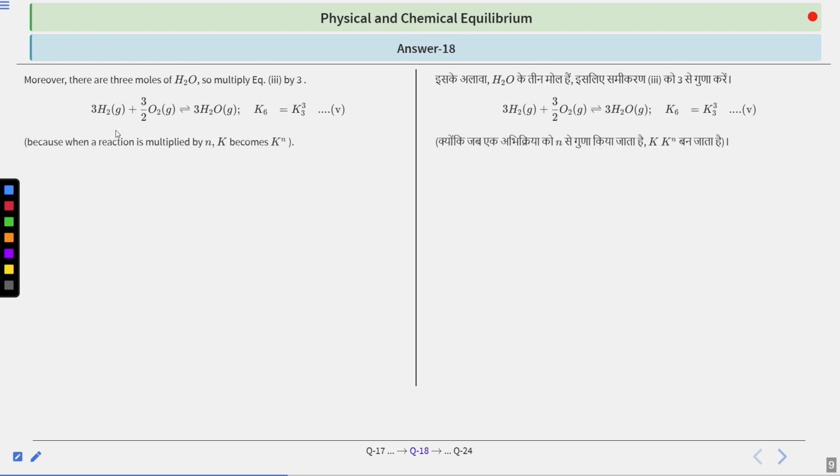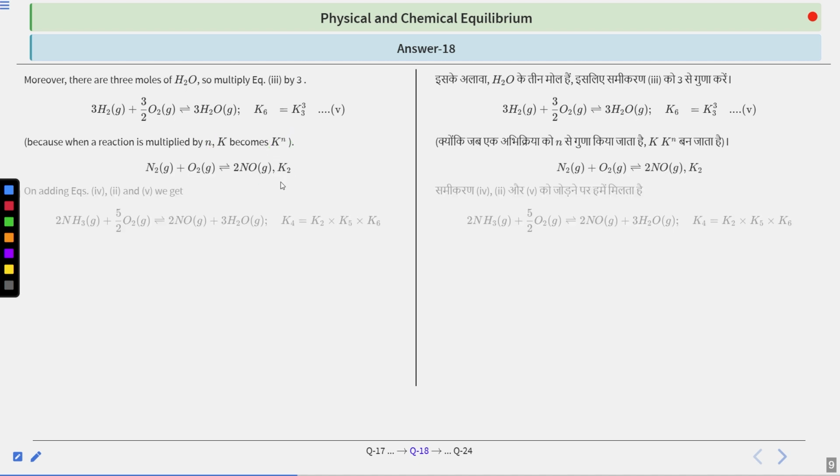Clear? The same thing is written. When a reaction is multiplied by n, then K becomes K raised to the power n. So it is multiplied by 3, and K3 is now turned into K3 cube. K2 will be taken as it is.